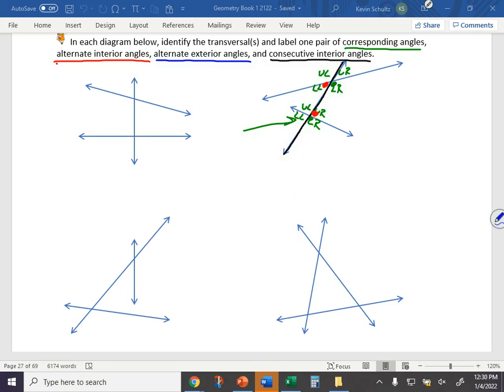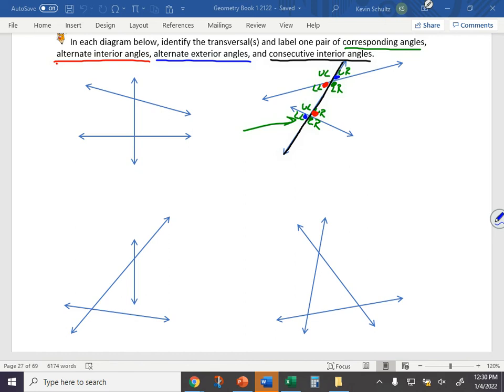For alternate exterior angles, if I mark this one, my upper right, which angle is it going to correspond with? Thomas? Bottom left. The lower left, right. Outside of the lines, opposite sides of the transversal. Is that good? Question?